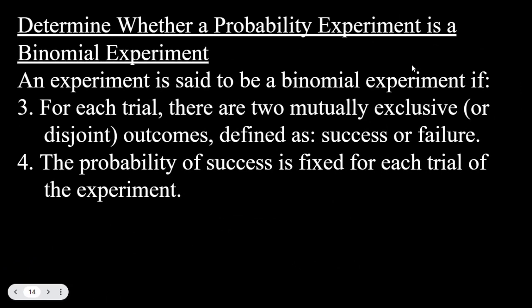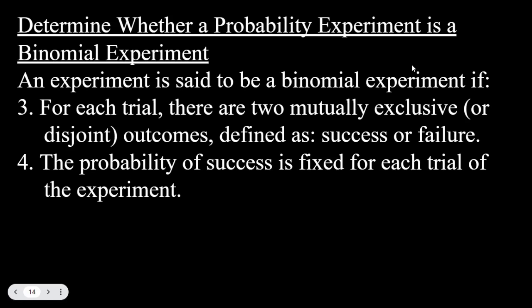Number three, for each trial, there are two mutually exclusive or disjoint outcomes, and these two outcomes are defined as success or failure. Now I'm going to pause here. It's important to realize that success in this case doesn't mean something good, and failure doesn't mean something bad. Success is just an outcome that we're looking for, and we will define that as a success, and then everything else is defined as failure.